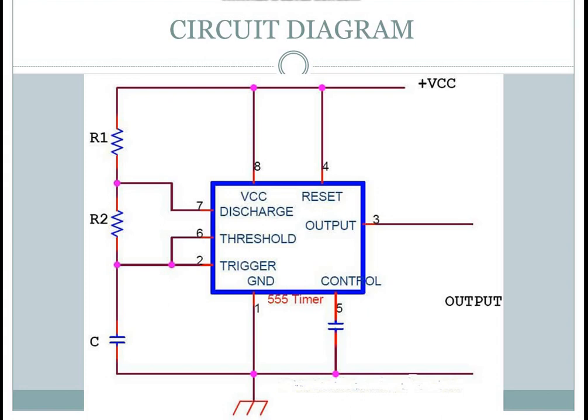Next the third pin is connected to the output, that is the CRO, and from the CRO probe we connect the positive terminal to the third pin and the negative terminal to ground. Then the fourth pin is connected to the function generator, from which we get our supply voltage of 5 volt. This is the circuit diagram.